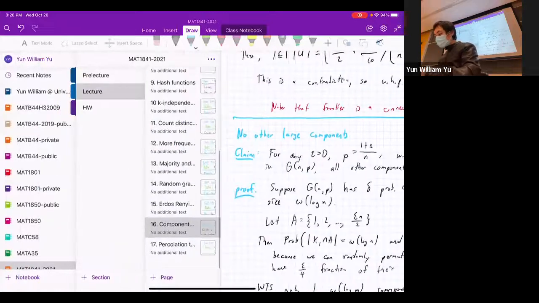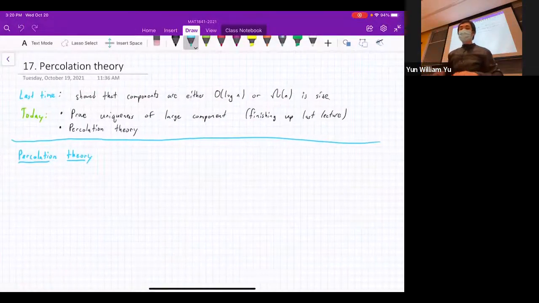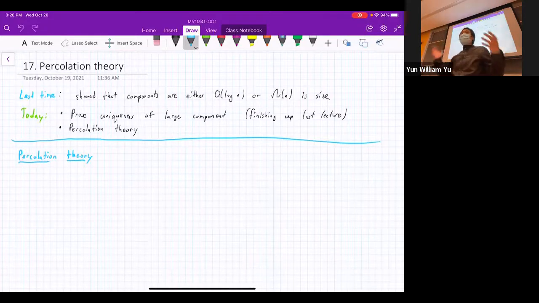Let me switch back to my new set of notes since this is a new topic. So percolation theory. We've spent the last week on basically all random graphs where each vertex was free to connect to every other vertex with some probability. But this isn't really that realistic in the physical world. There might be geometric constraints, so there might be only some set of potential neighbors you can connect to.